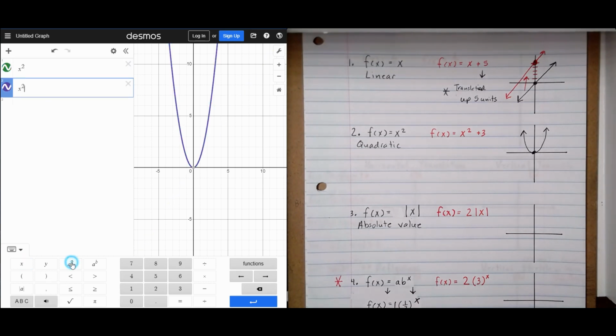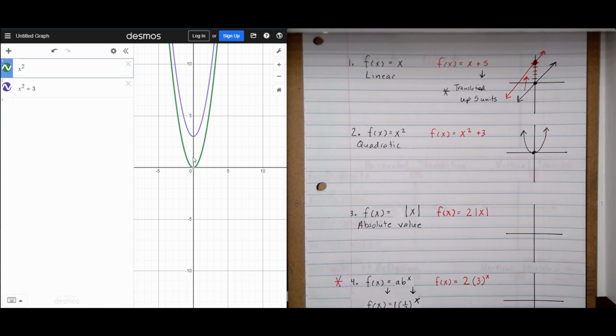So I'm going to take x squared, and we're going to put plus 3 because I have a plus 3 there, so we can see what happens. Plus 3. And you can see this new graph, the purple one, all it did was shift up. In other words, it translated up. Well, how many units did it go up? Well, we added 3, and notice from the origin, which is at (0, 0), it went up 1, 2, and 3. So our y value actually increased by 3 units.